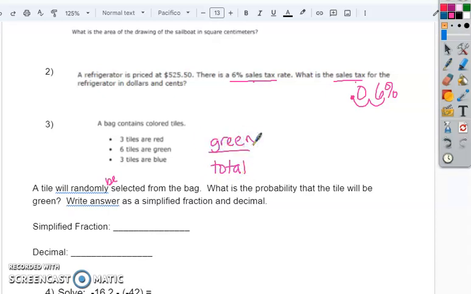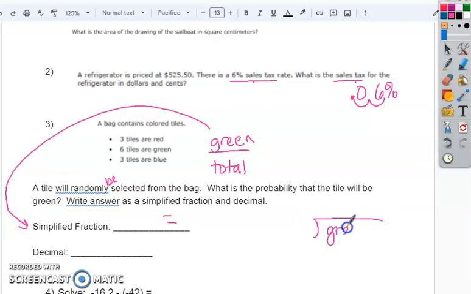Okay? So you're going to put whatever you get, you're going to put that right here, but then you need to simplify that solution. It is easy to simplify, okay? Then you are going to divide it, okay? Hopefully we know you can actually divide this fraction. I would divide the simplified fraction, okay? Green divided by total, okay? Divide that. It will give you a decimal.